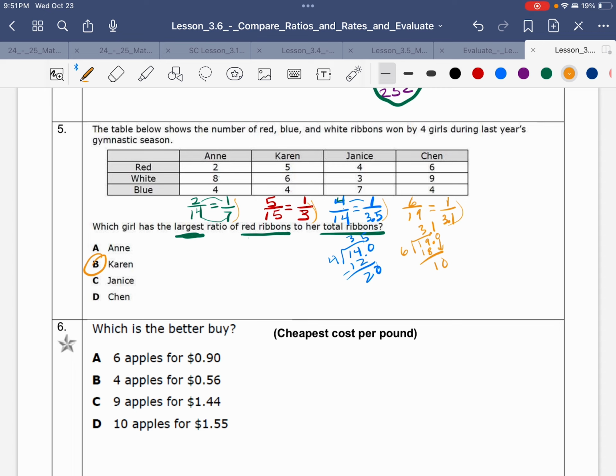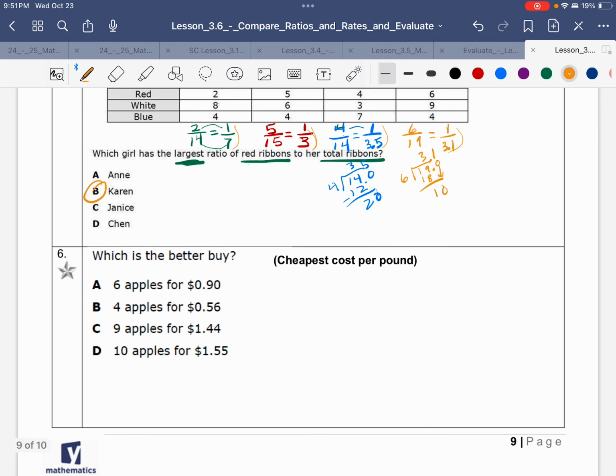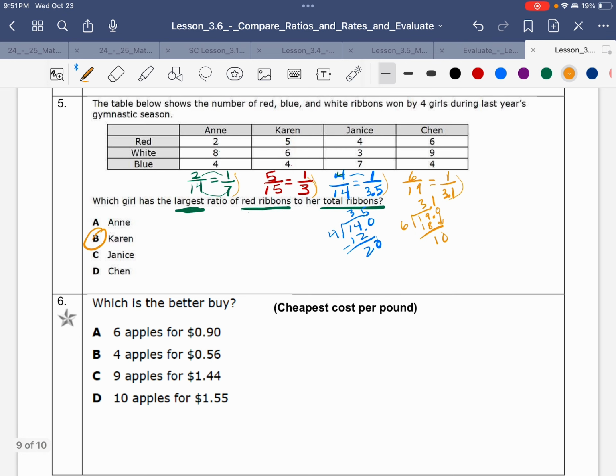It's a tricky worded question. I don't really like the way it's worded, but we'll keep moving for the sake of time, because it could either be conceived as Karen or possibly Ann, depending on how they're asking it. But I say Karen. Which is the better buy? Cheapest cost per pound.